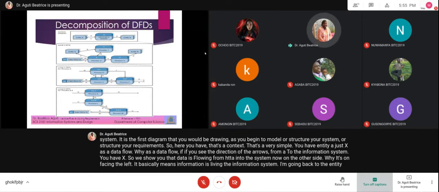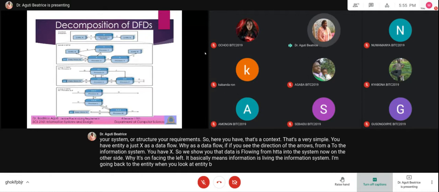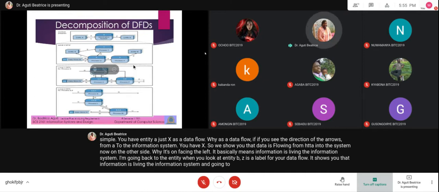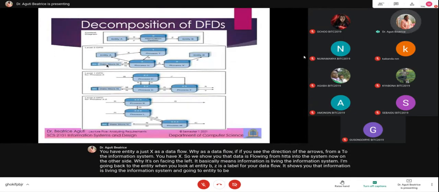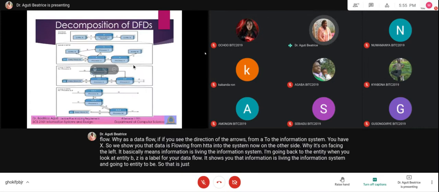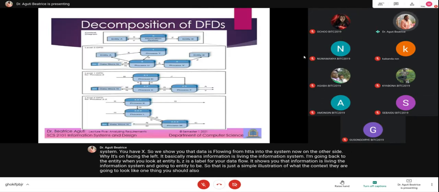When you look at entity B, Z is a label for your data flow. It shows you that information is leaving the information system and going to entity B. So that is just a simple illustration of what a context diagram would look like. One thing you should also remember is that a context diagram does not include data stores.